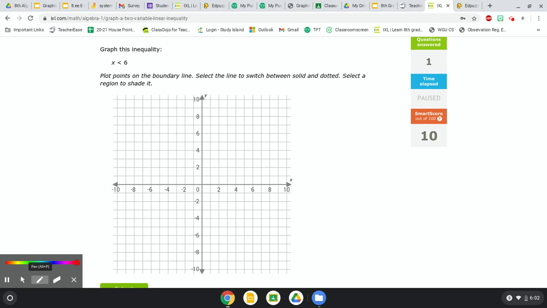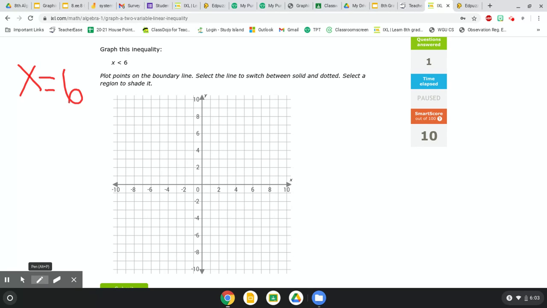You're going to plot the points. You're going to select either a solid or a dotted line, and then which way to shade it. So I'm going to give you some tips on how to identify that kind of thing. So I always think of this as, okay, if I had this line, x equals 6, how would I graph it? That's the question I'm always asking myself.